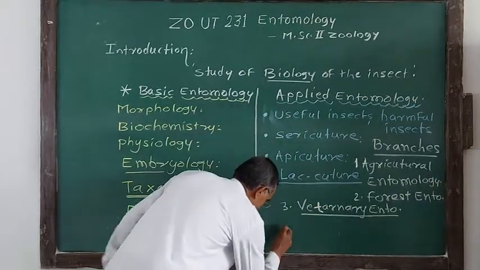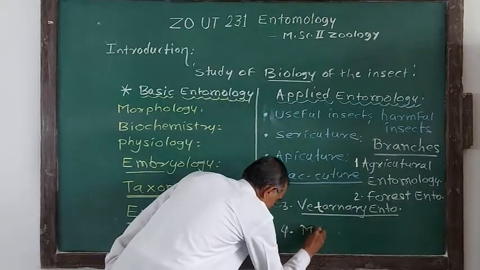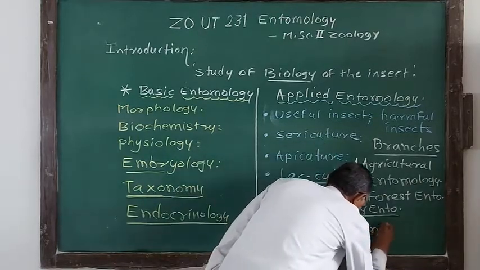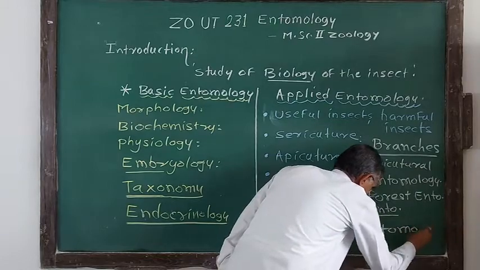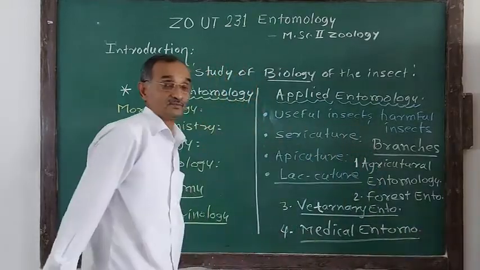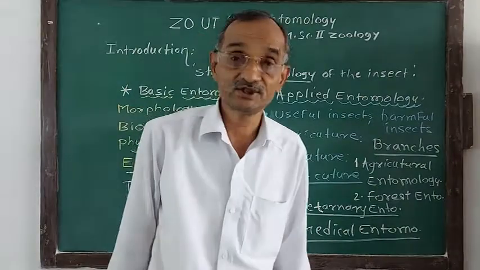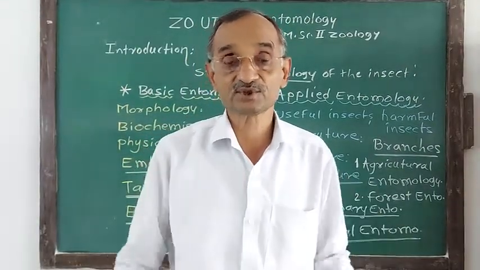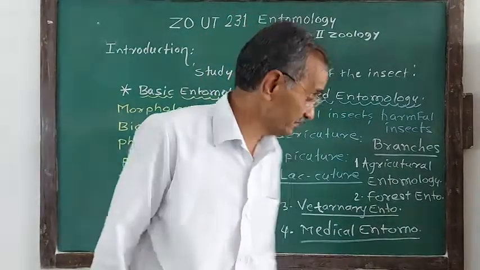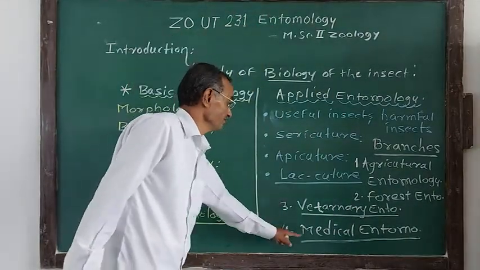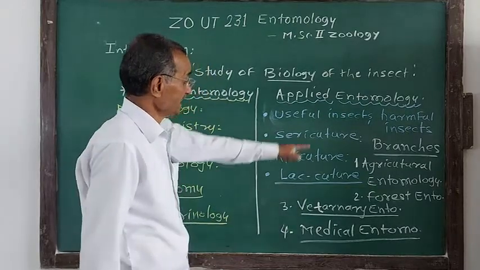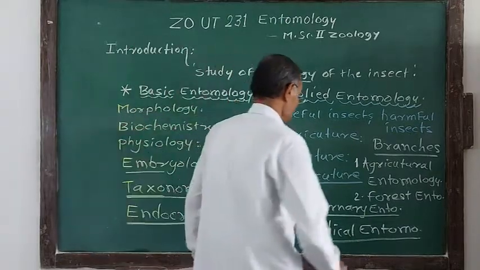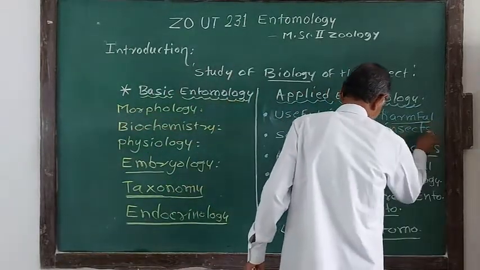Now, another branch is medical entomology. It is studied in medical entomology, the insects which spread different diseases, which are very difficult to control. They act as vectors for different types of diseases, and therefore that is studied in medical entomology. So these are the branches of entomology which deal with harmful insects.